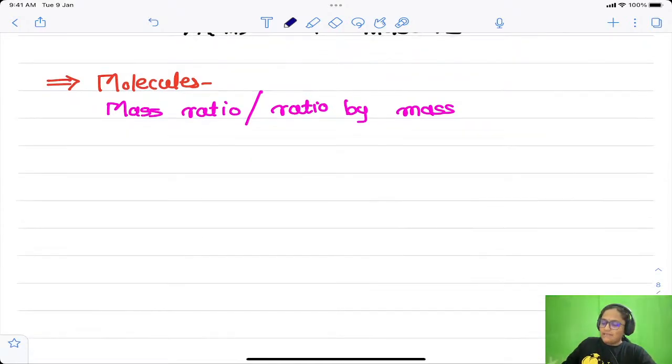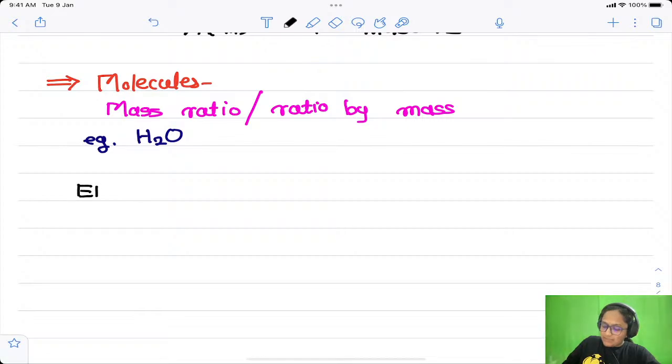I'll tell you. Let us take the example of water. H2O is the formula for water. There are two elements present in water, hydrogen and oxygen. Now let us see how to find out its simplest ratio. So let me just draw a table for that purpose. So these are the elements.